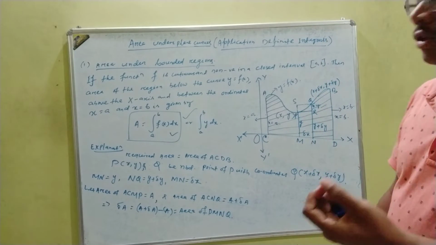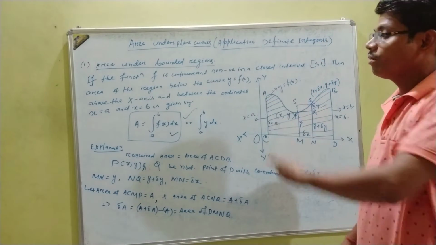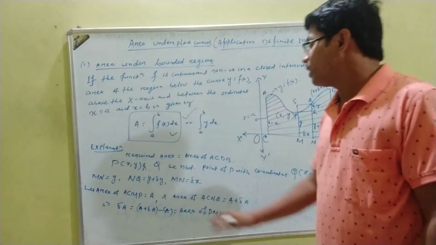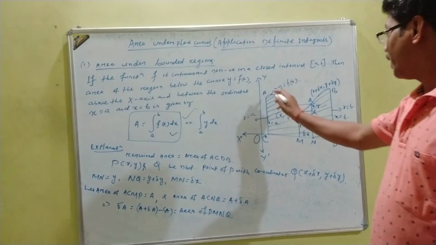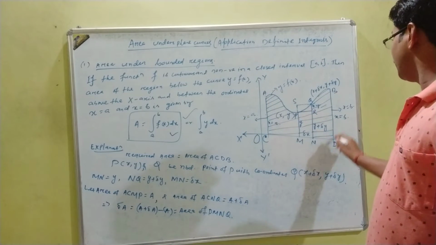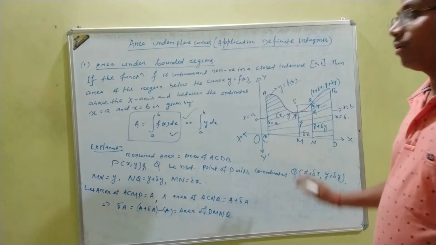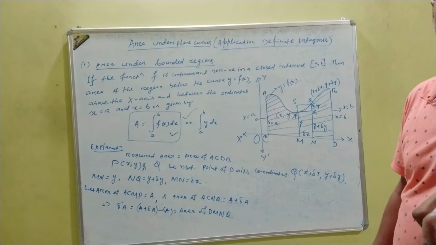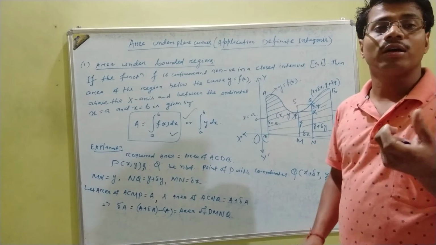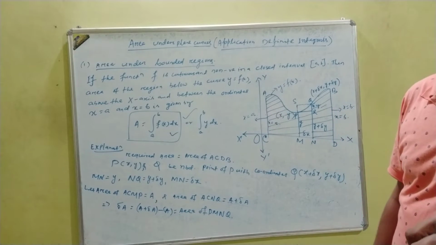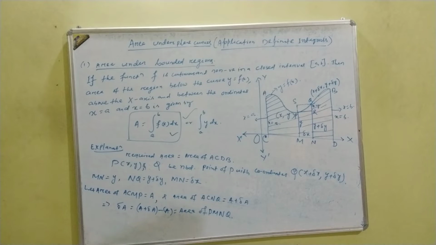the geometrical meaning of this concept, area under a curve. So the required area, we want to find the area of ACDB. Required area of ACDB. We want to find the area of an irregular shape. Basic concept: how to find the area of an irregular shape by using integration.